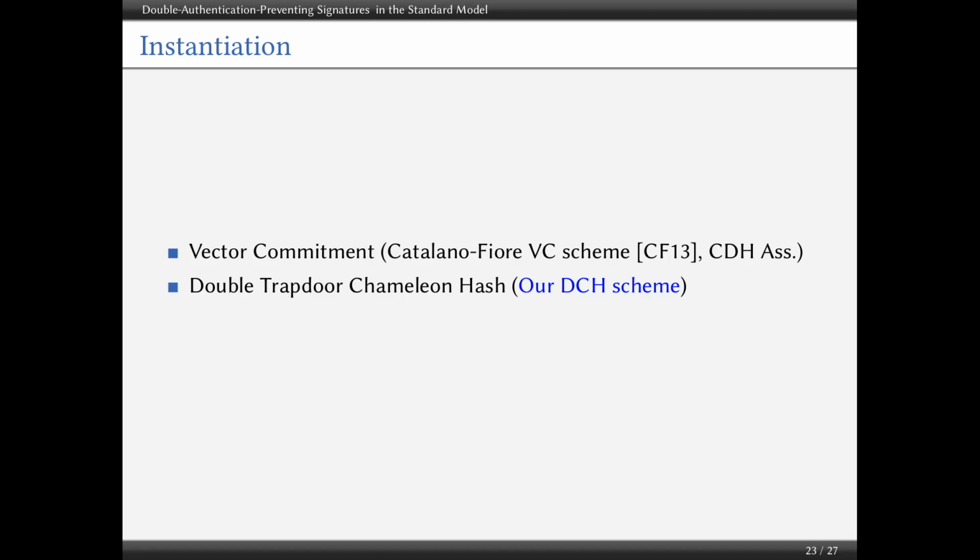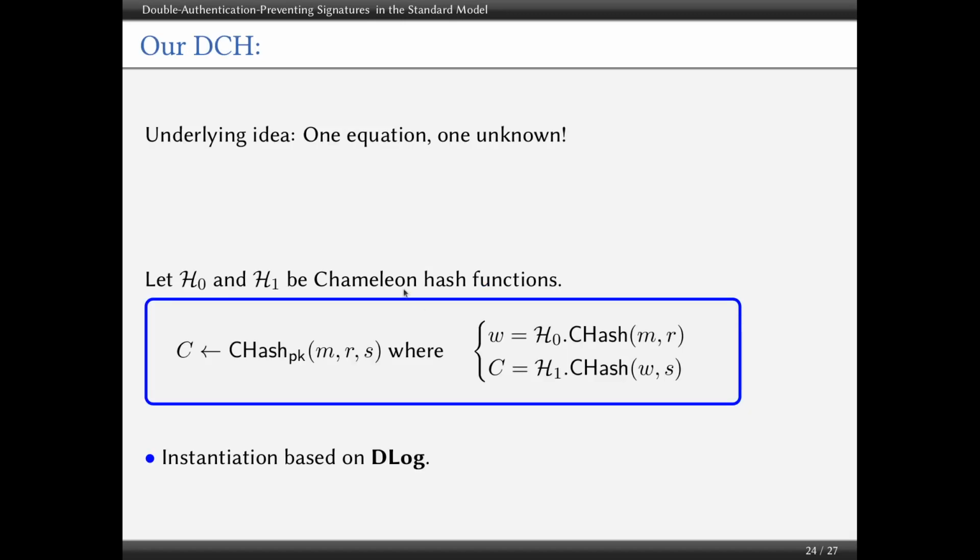And how do we instantiate these building blocks? For the vector commitment, we are using the instantiation of Catalano-Fiore, which is based on the CDH assumption, so totally standard. And for the double Chameleon hash function, we present our own instantiation. The main advantage of our construction compared with the previous construction of double Chameleon hash is that it is secure against untrusted setup. And the underlying idea is also quite simple: one equation, one unknown, you can solve the equation.